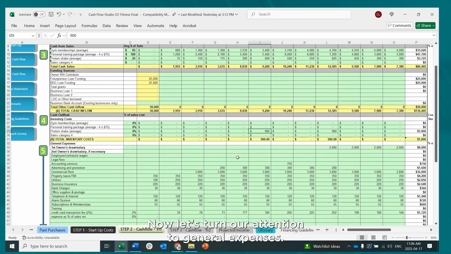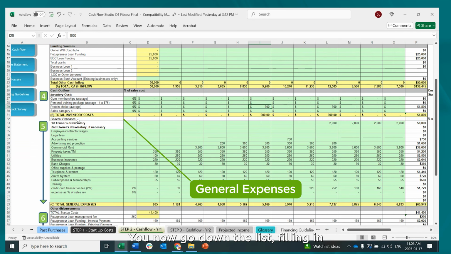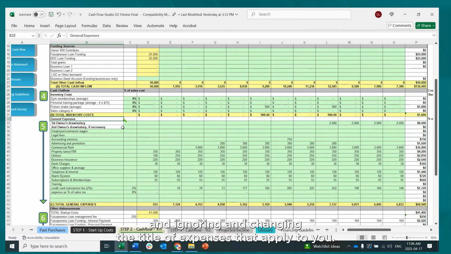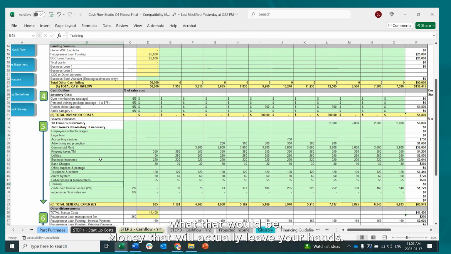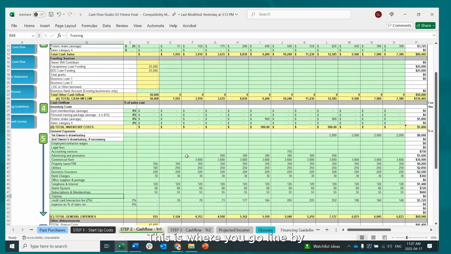Now let's turn our attention to general expenses. You now go down the list filling in, ignoring, and changing the title of the expenses that apply to you. You start by anticipating and accurately estimating what that would be, money that will actually leave your hands. This is where you go line by line and think through what can possibly come up. In this example, although the rent is $3,600, he has paid first month's rent in startup cost, and the landlord has waived paying September as he's renovating.